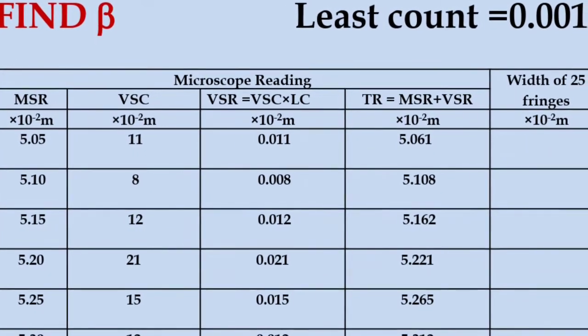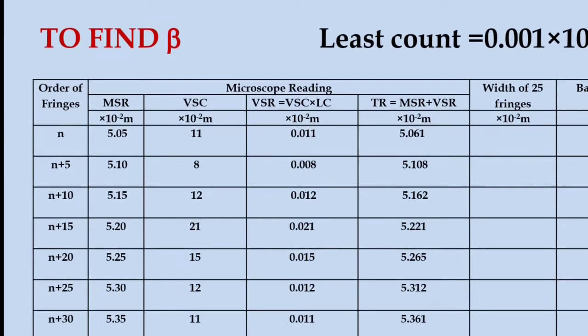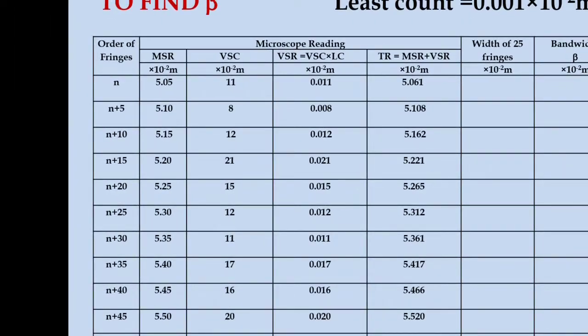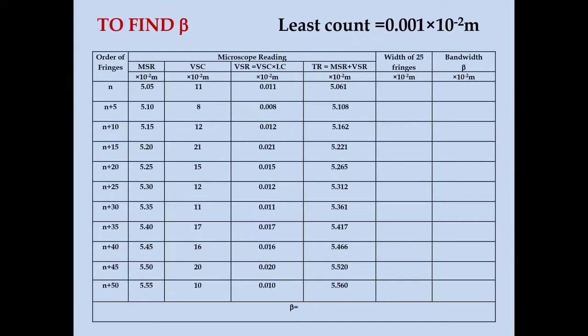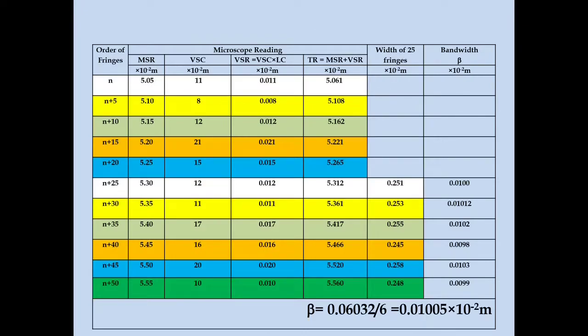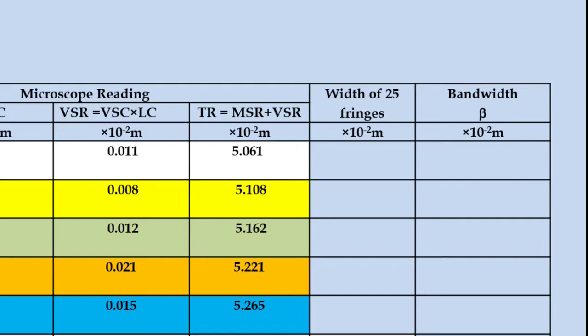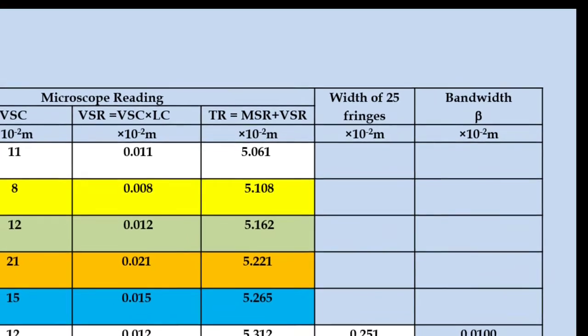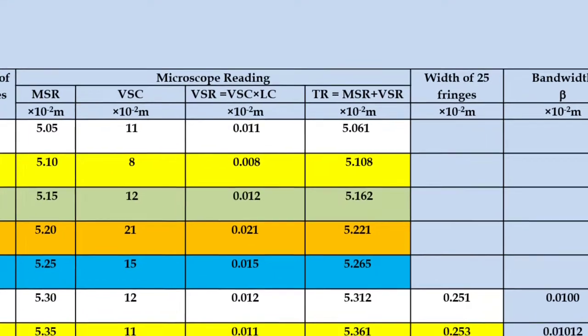See, for the n plus fifth fringe, the main scale reading is 5.10. The vernier scale coincidence is 8. So the vernier scale reading is computed by multiplying the vernier scale coincidence by the least count, so it is 0.008. The total reading here is 5.108, got by adding the main scale reading 5.10 plus the vernier scale reading 0.008. In this way, we can find the total reading.